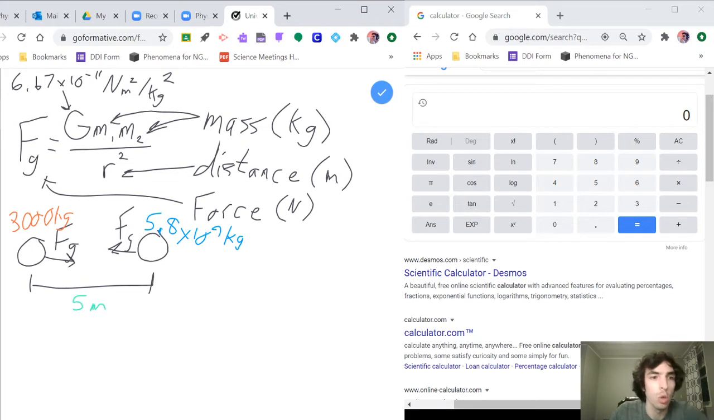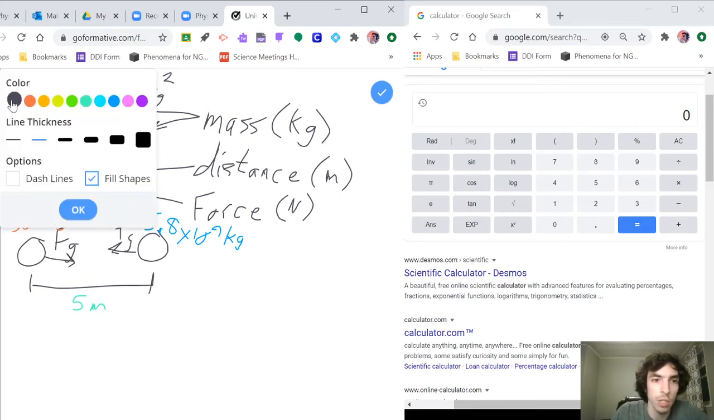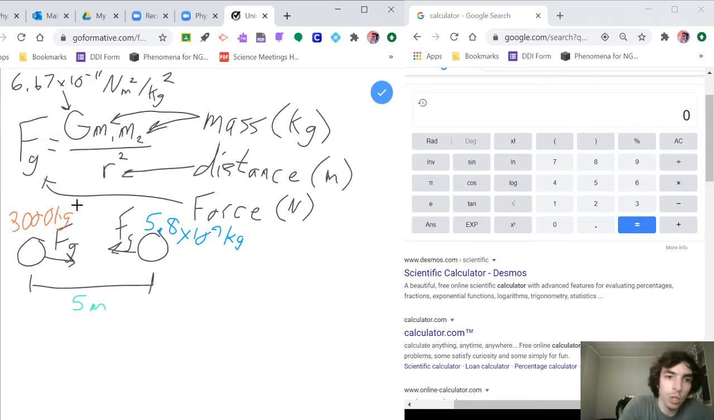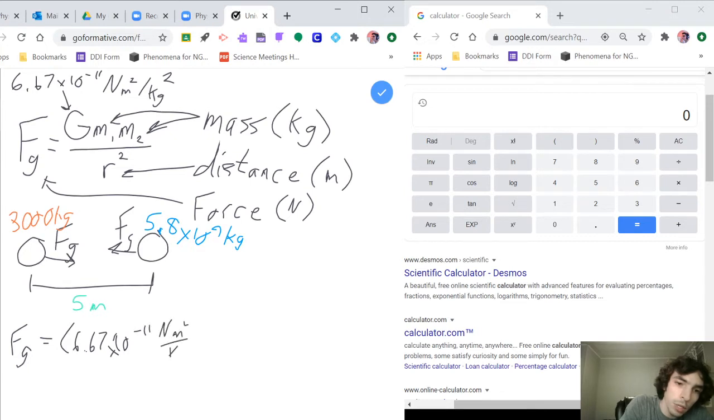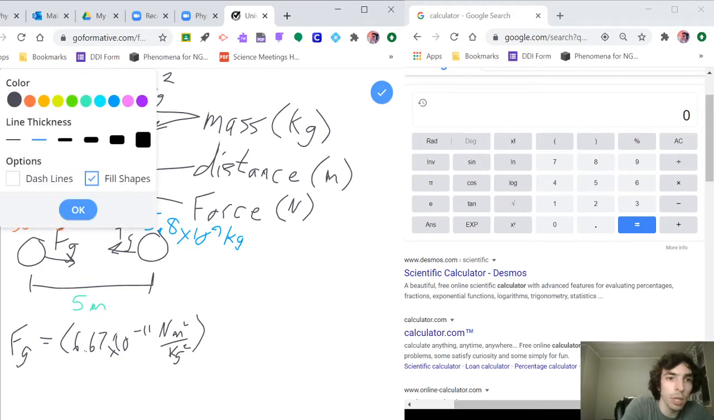So let's plug the stuff that we know into our equation. We're trying to solve for what this Fg is, so I'll just leave that as our Fg. And we're always going to start out with that same constant, our capital G, 6.67 times 10 to the negative 11th newtons meters squared per kilogram squared. And then let's start plugging in our masses.